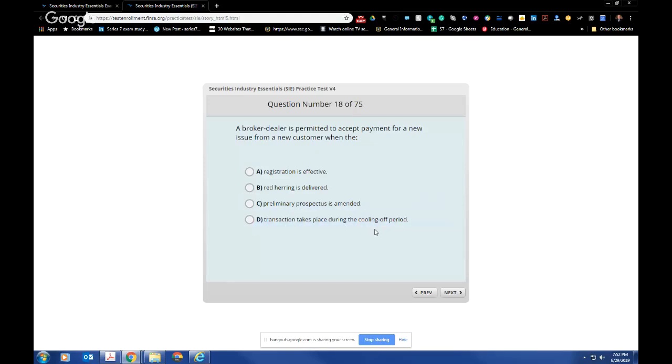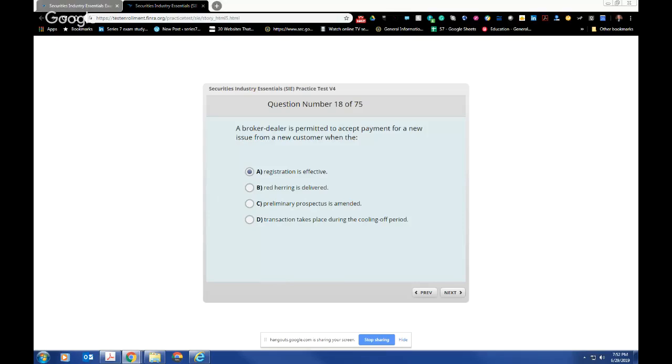D is you can't do anything during the cooling off. B and C are kind of the same thing. And A is the answer. And remember, SEC, no regulator ever approves anything ever. Okay? No regulator ever approves anything ever. Boom. Registration is effective. Effective is the word.